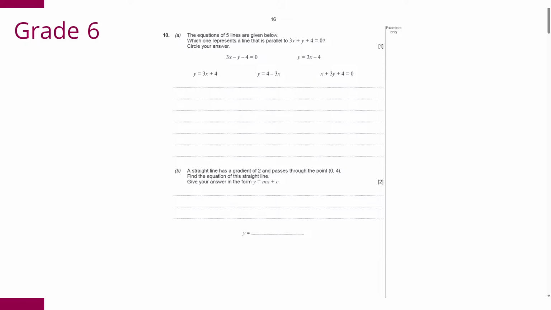Cool. So it says the equations of 5 lines are given below. Which one represents a line that is parallel to this? I'll write that bit out: 3x plus y plus 4 equals 0. Step 1: you cannot see what the gradient of a line is unless it's in the form y equals mx plus c. Don't correct me. Some of you will go, actually, no, you can't. Get that in your head. No.